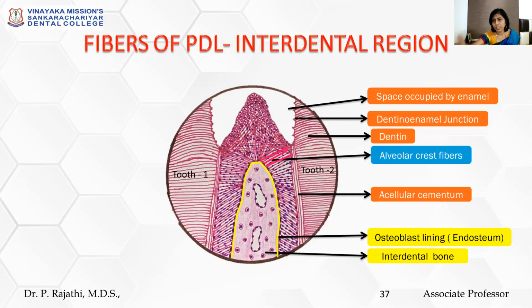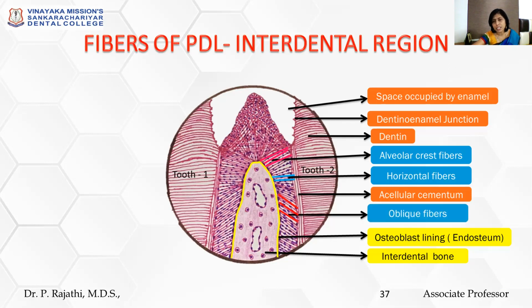From beneath the dentogingival junction, the fibers from the cementum get inserted into the alveolar crest. You call them the alveolar crest fibers, and they extend in an oblique direction, slowly becoming horizontal fibers. Here you can see the oblique group of fibers. The origin is from the cementum, and the attachment to the alveolar bone is above the cementum portion, right? So we have talked about the periodontal ligament fibers in the interdental region.